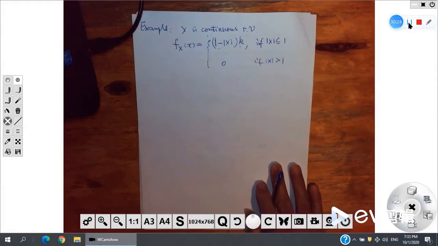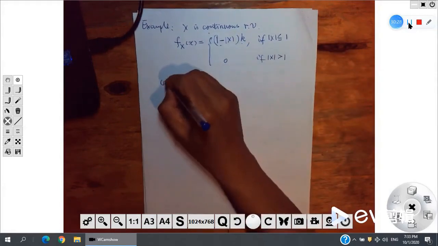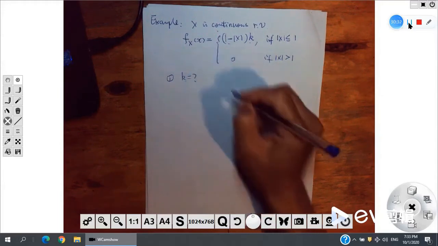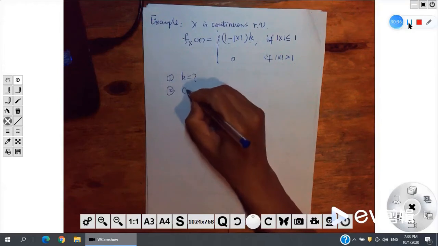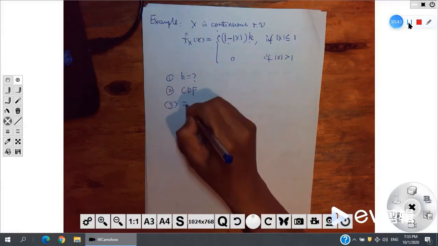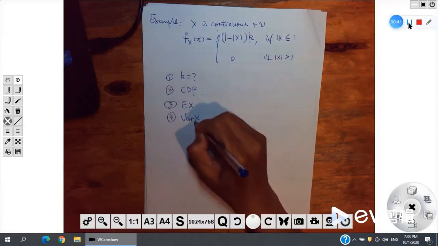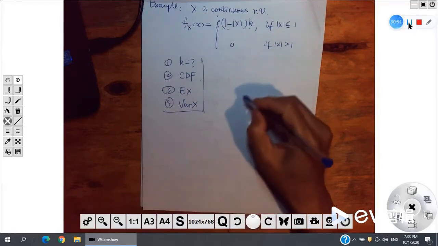And here I want several things. First one, I want to know what k is. K is unknown so far; we want to determine it. Second one, we want the CDF. Third one, we want EX. And fourth, we want the variance of X. We want these four things. Now, how to solve it?